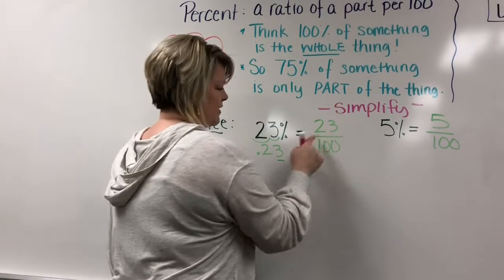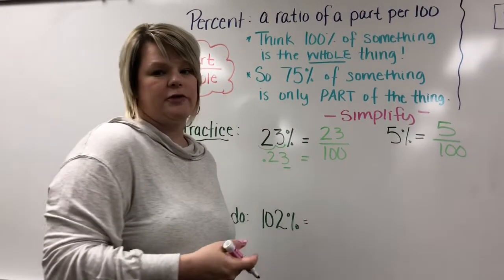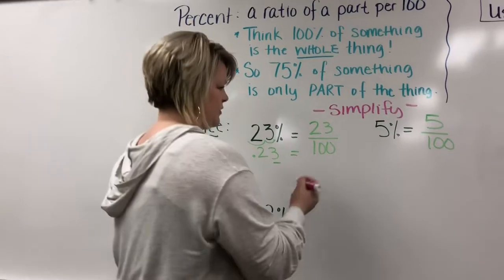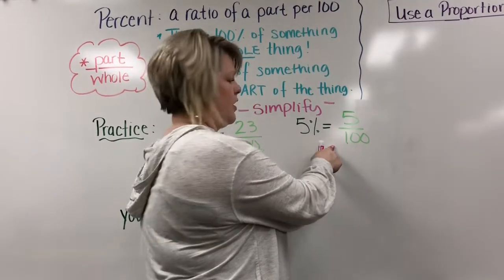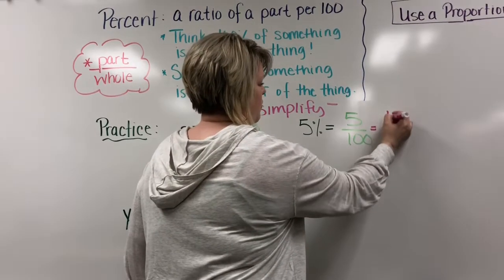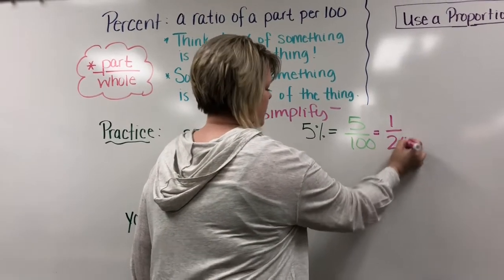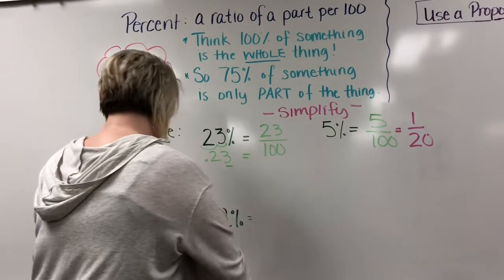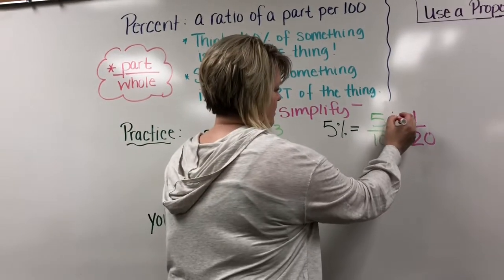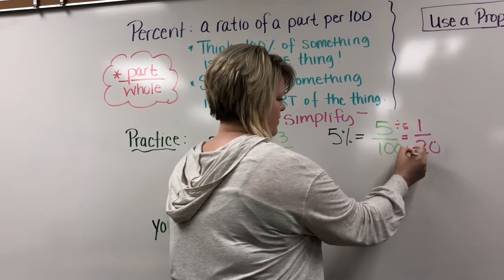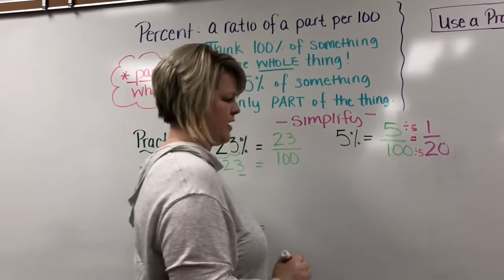So can I simplify or reduce 23 over 100? No, it's already reduced. But I can simplify the 5 over 100 to equal 1/20. How did I get that? Hopefully you guys remember that if I divide by 5, I gotta divide that one by 5.